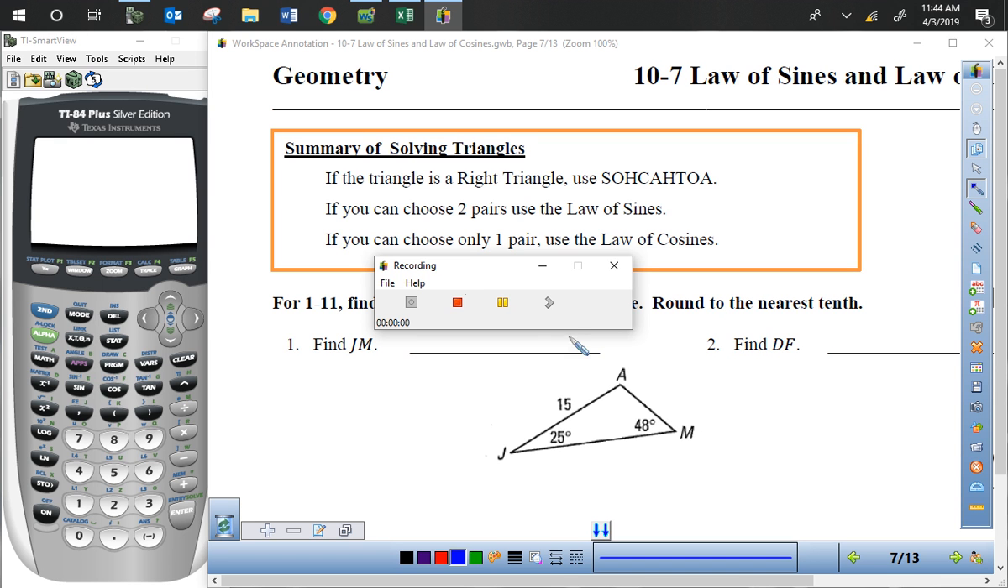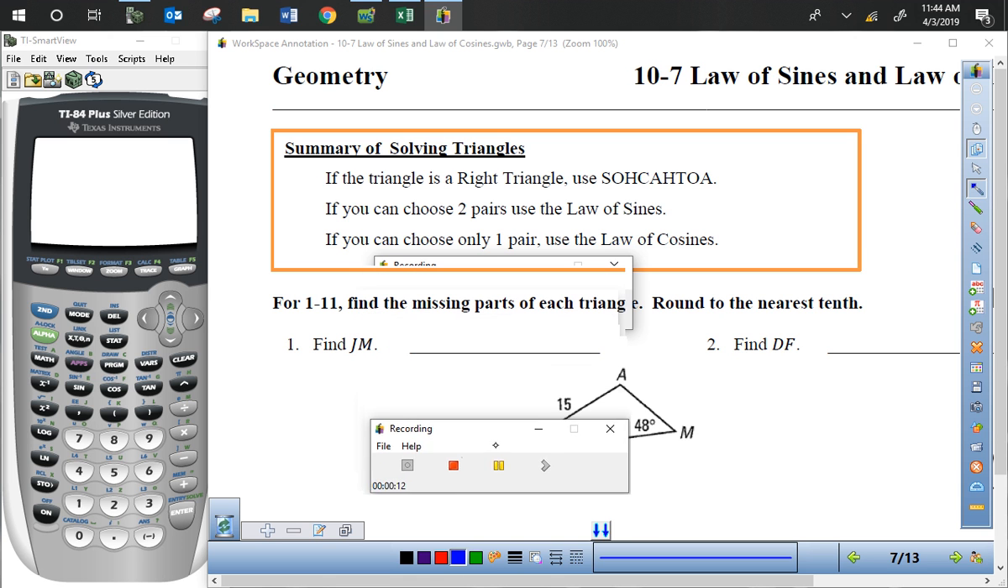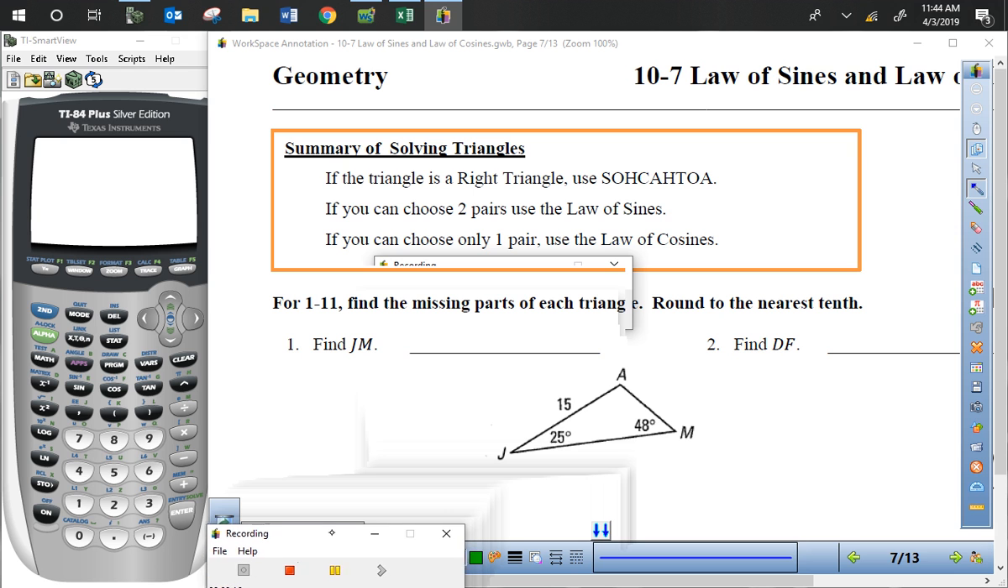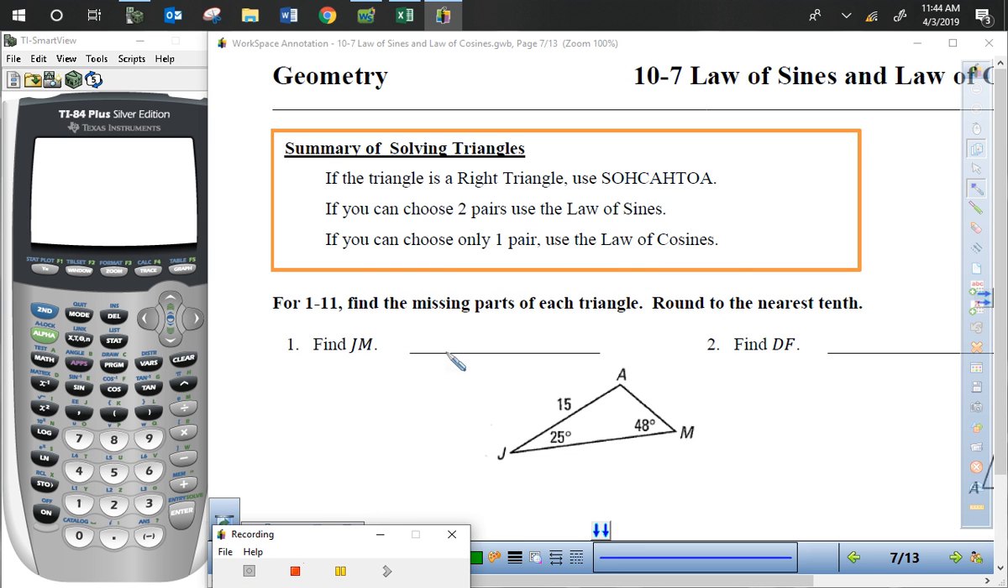Alright folks, today we're going to talk about preparing for the test. We're putting what we learned the last couple of times together. When we're given a triangle and we're supposed to solve for either a missing side or a missing angle, these are the steps we want to take.